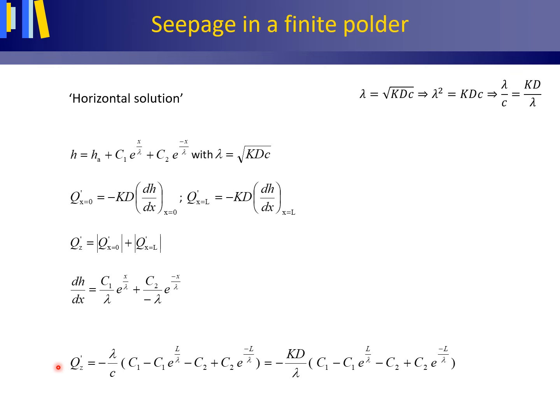square meter per day. Your answer can be in minus lambda divided by C times this term, or minus KD divided by lambda also times this term. And these terms are related to each other and you can see that here. Lambda is the square root of KDC, so lambda squared equals KDC, so this is the relationship between lambda divided by C and KD divided by lambda.